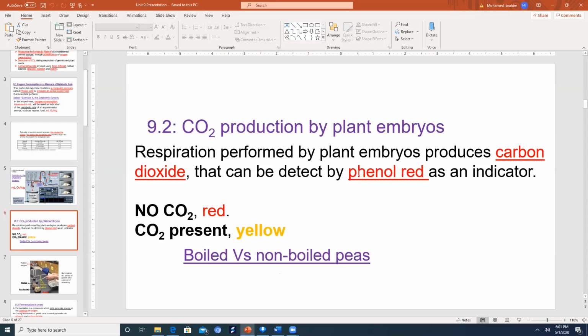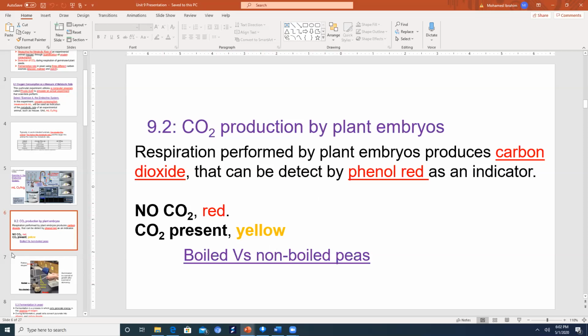If there is any carbon dioxide in solution, the solution is going to be acidic. Phenol red is going to change color to yellow. If there is no carbon dioxide, phenol red will stay red. Okay, so in this experiment, you have your independent variable, the variable that you manipulate, which was basically to get your peas boiled or non-boiled. What depends on this? Respiration, carbon dioxide release, color change.